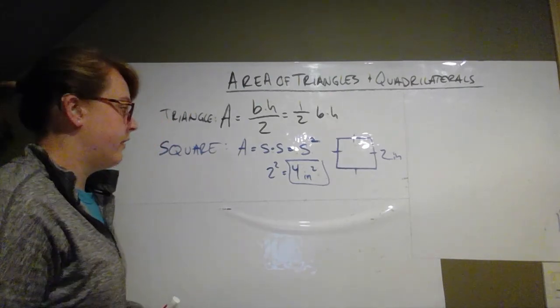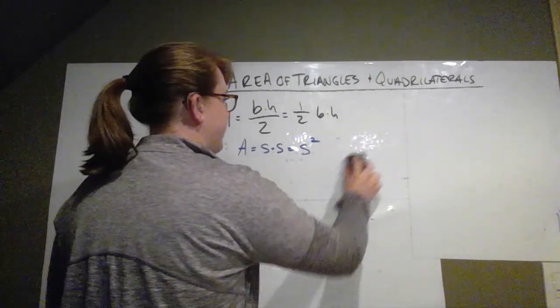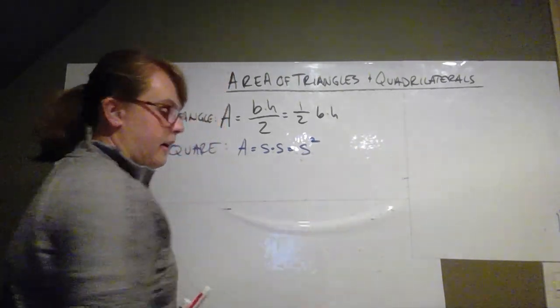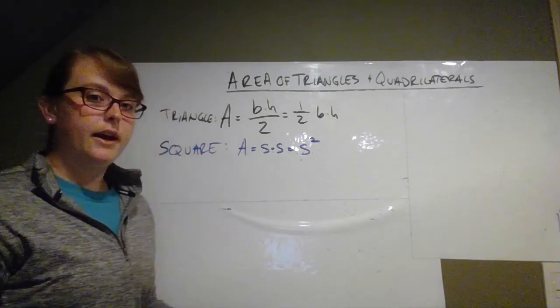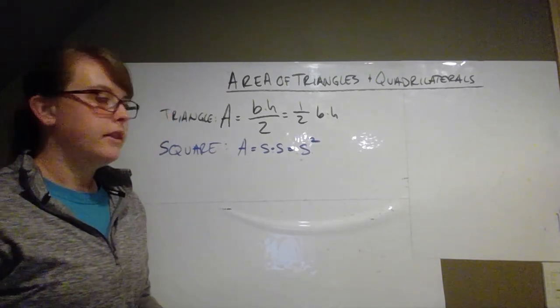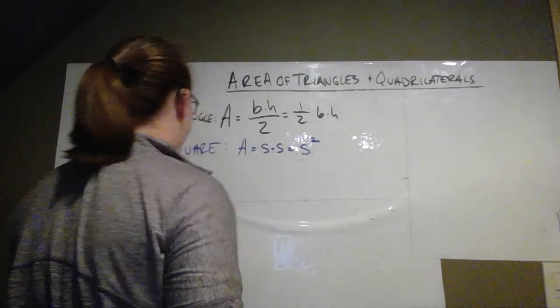Okay, so there are squares. You might be asked to do the same kind of thing there. If they give you the area, like they say the area is 49 and they want to know the side length, then all you would do is square root the area and it would give you the side length.